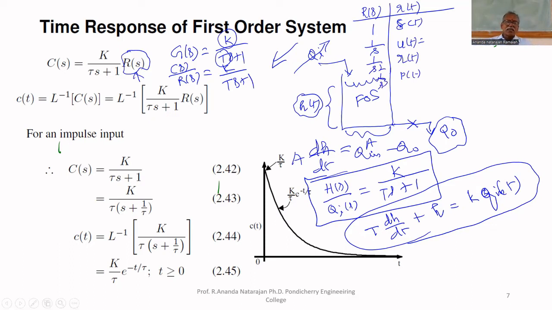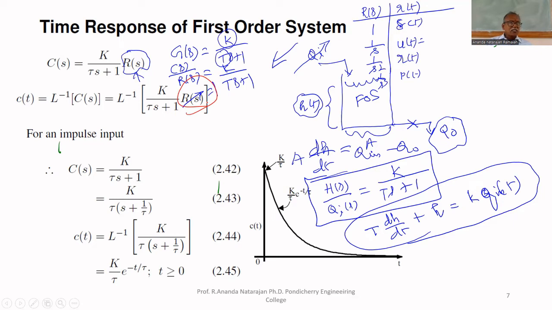Here, let us assume that the input is an impulse function. Therefore, R of s equal to 1.